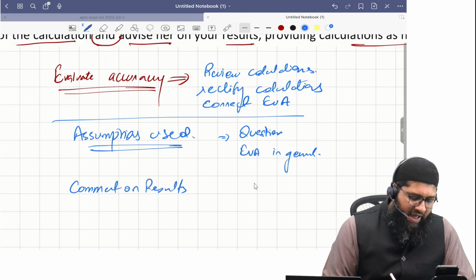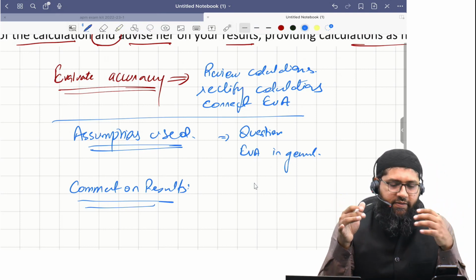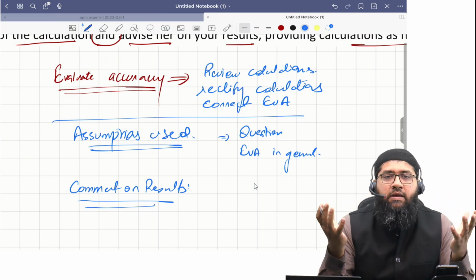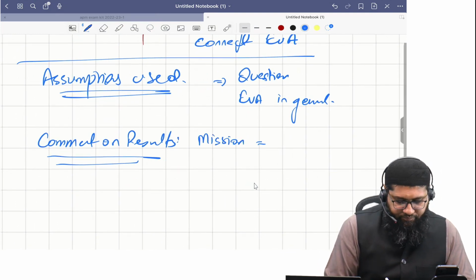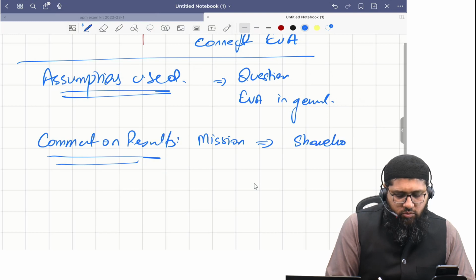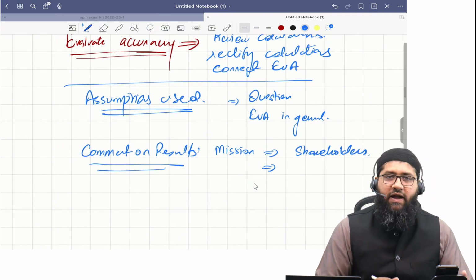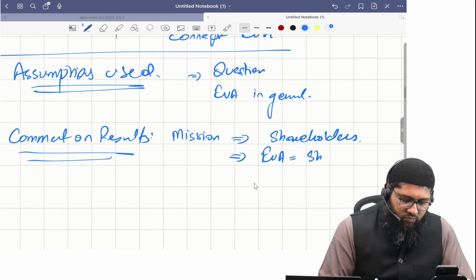Comment on results. Now, the examiner was saying that the CEO was concerned about whether economic value added should be used as a key performance metric at Iron Chicken. See, your mission is focused on shareholders, right? So if your mission is focused on shareholders, the economic value added is basically giving you a shareholder perspective.